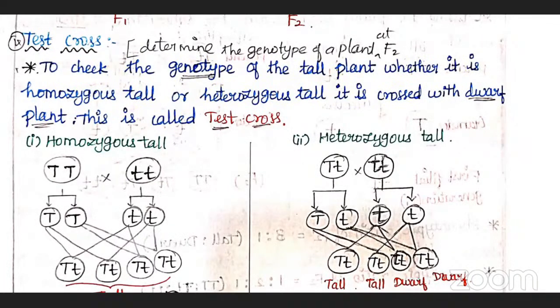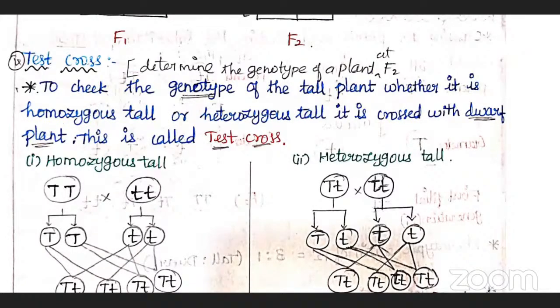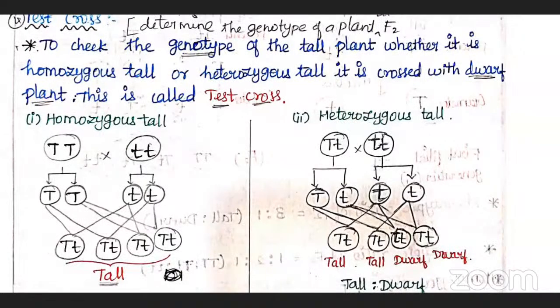Factors are known as genes. Here, capital T and small t. Which one is the dominant one? We know very well, capital T, tall plant, is called the dominant one. Small t is the recessive one. So one factor in a pair will prevent or mask the other factor, which is called the law of dominance.